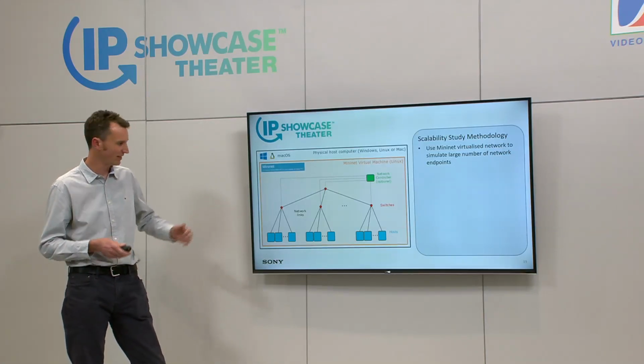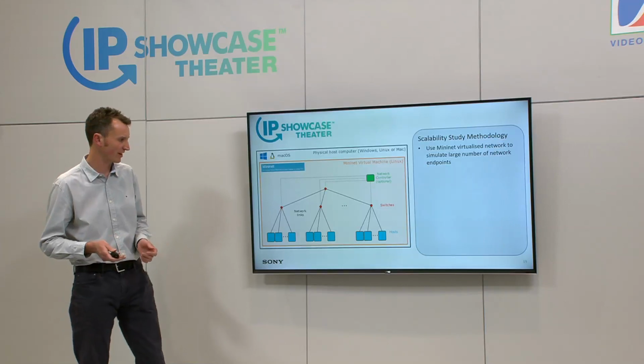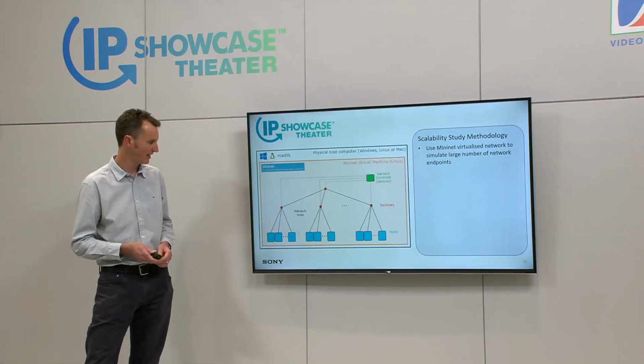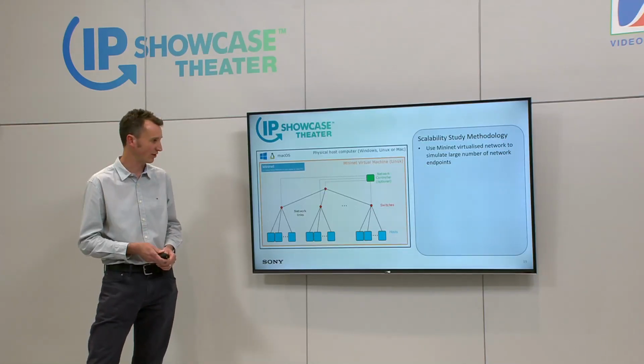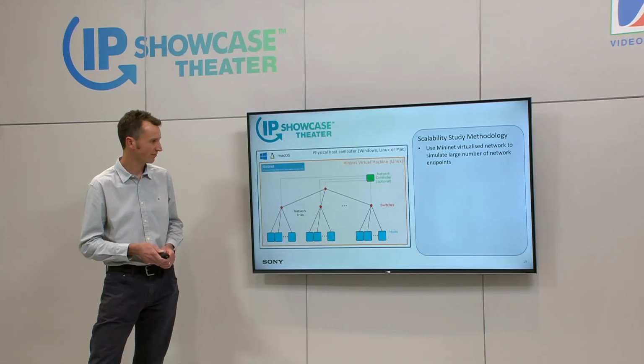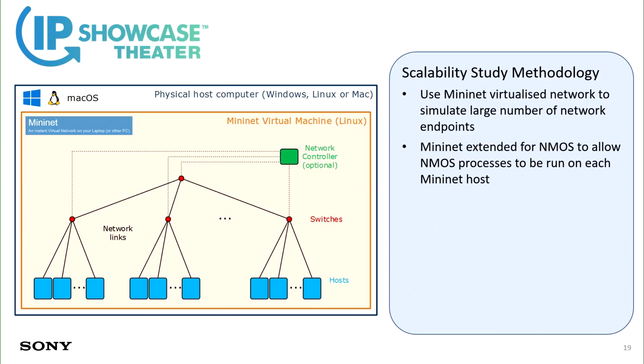They each have their own separate virtual network interface card, or virtual NIC, and it's all based on the OVS switch software, which is used in some real switches as well. So it's fairly representative of real switch architecture. What we then do is, first, we extended the Mininet scripting language to allow us to run NMOS processes within each of those hosts.